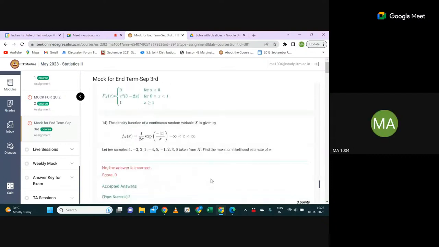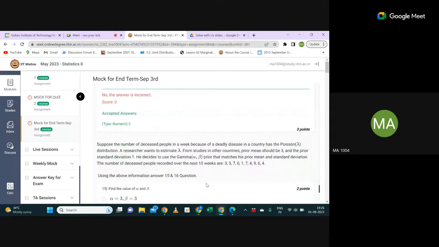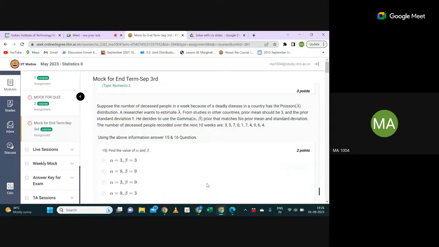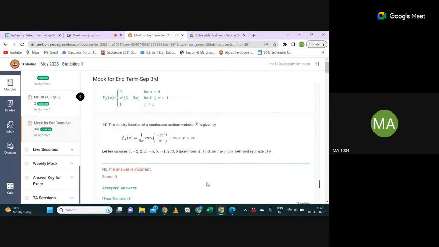A lot of questions are from maximum likelihood and all. Okay, no problem. I think now you are trained in maximum likelihood and method of moments, right? Yes, sir.